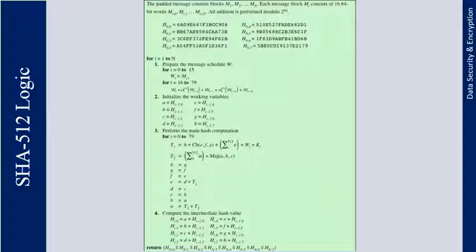the difficulty of coming up with two messages having the same message digest is on the order of 2 raised to the power 256 operations, while the difficulty of finding a message with a given digest is on the order of 2 raised to the power 512 operations.